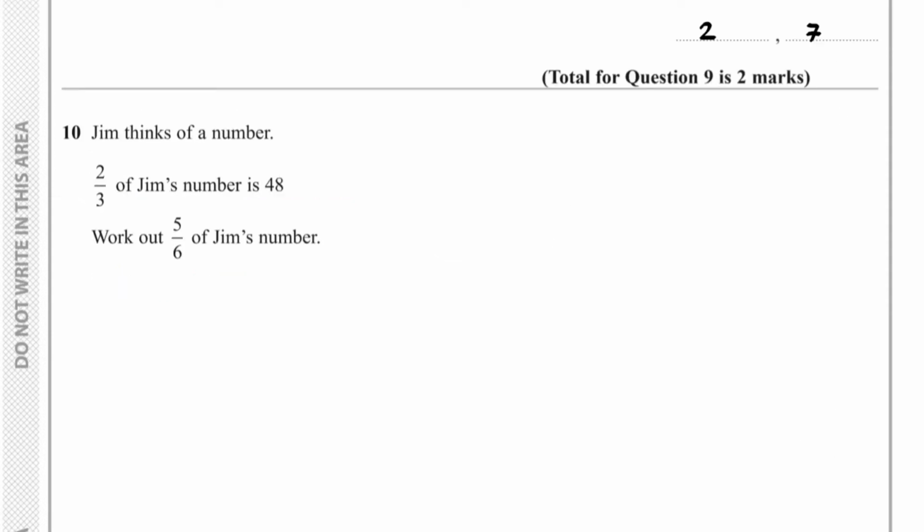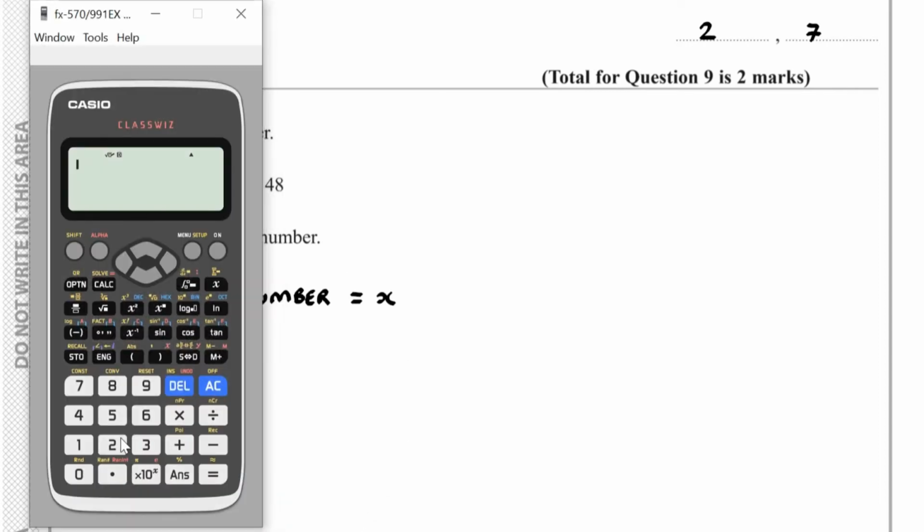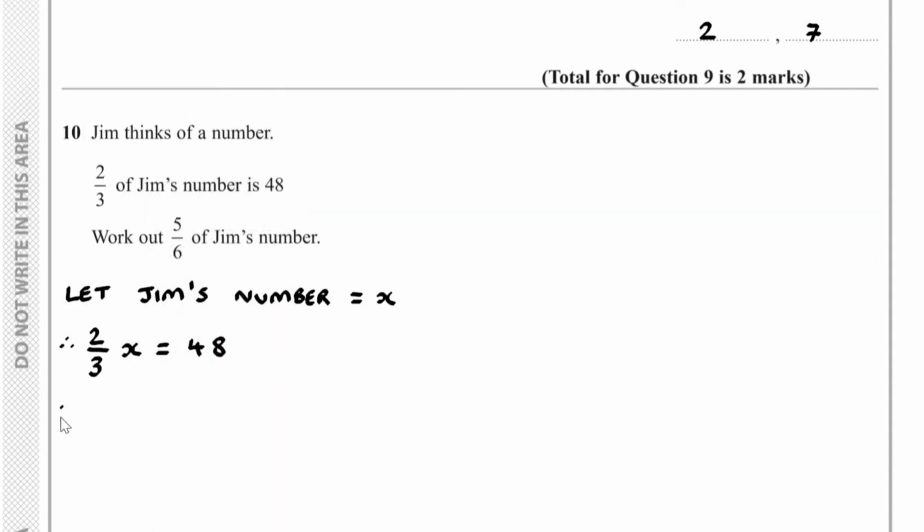Question number 10. Jim thinks of a number. 2/3 of Jim's number is 48. We have to work out 5/6 of Jim's number. Well, if we work out Jim's number, then 2/3 of Jim's number, so that's 2/3 x, is equal to 48. So we can find out what Jim's number is by working out 48 divided by 2/3, which is 72. So Jim's number x is 72.